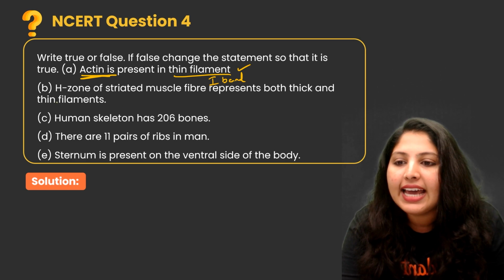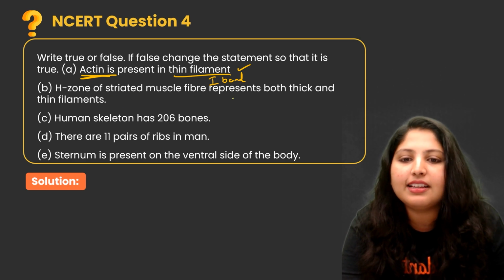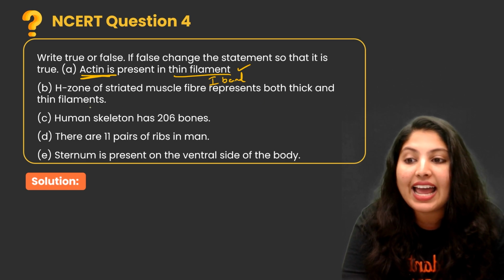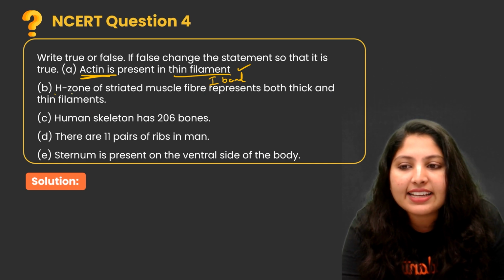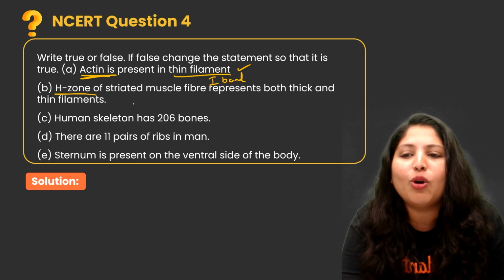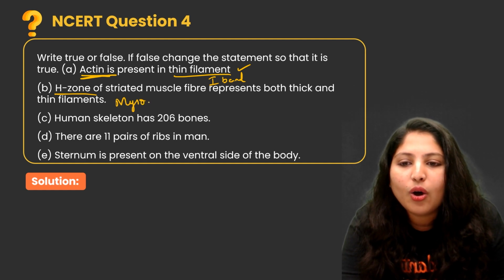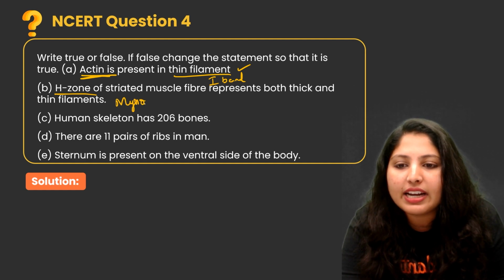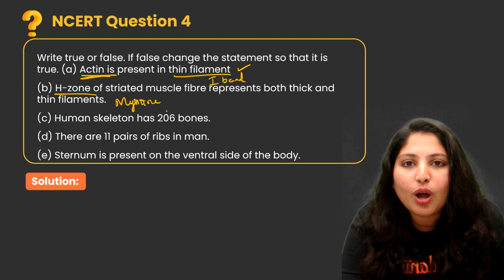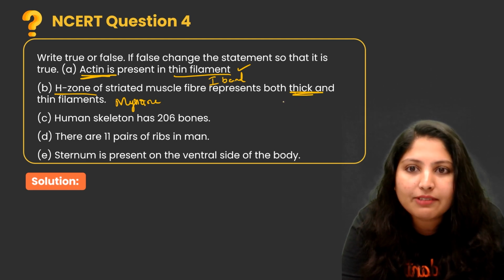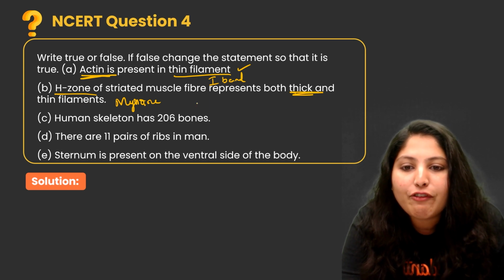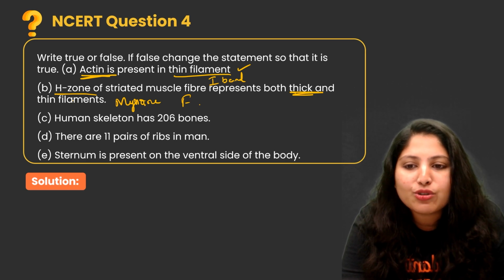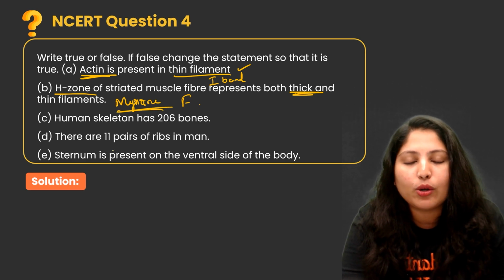Okay, next one. H zone of striated muscle fiber represents both thick and thin filament. Is this true? No, right? This H zone contains only myosin. Only myosin means only thick filament. No thin filament is present there. Okay, so this is false. In the H zone, we can find only myosin.